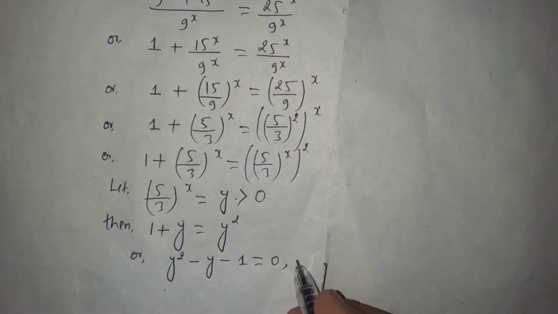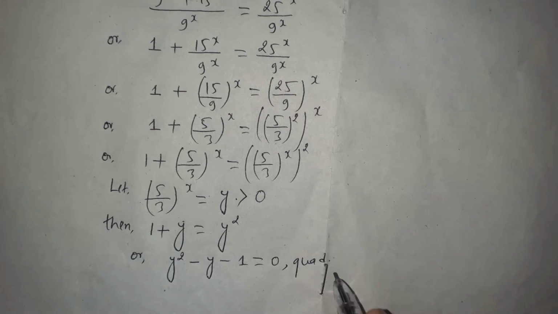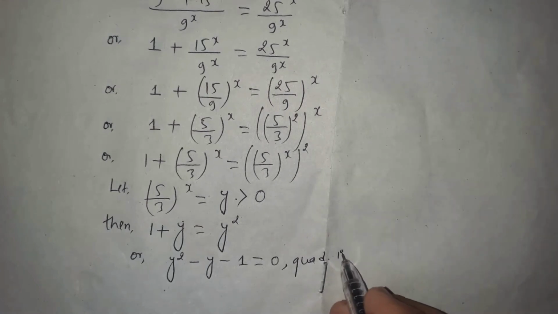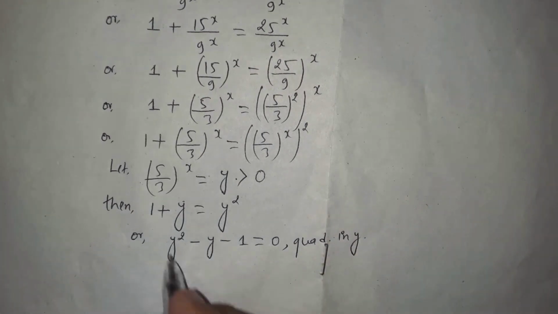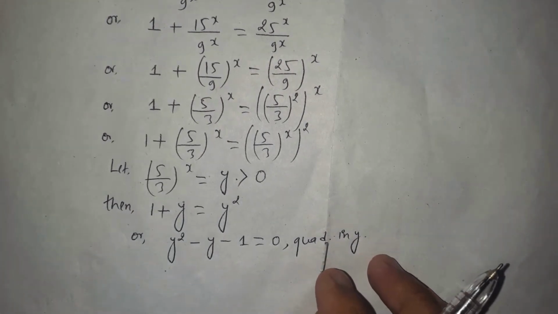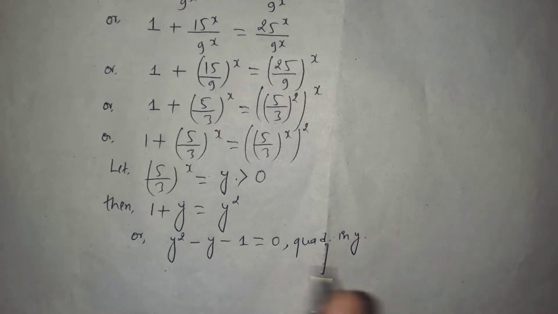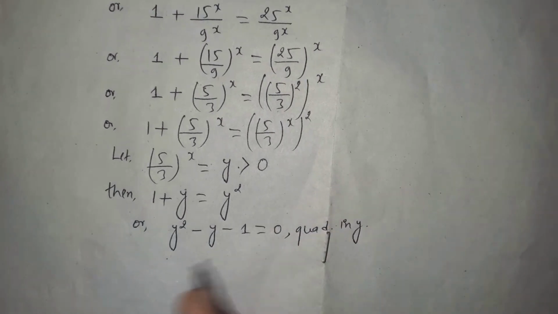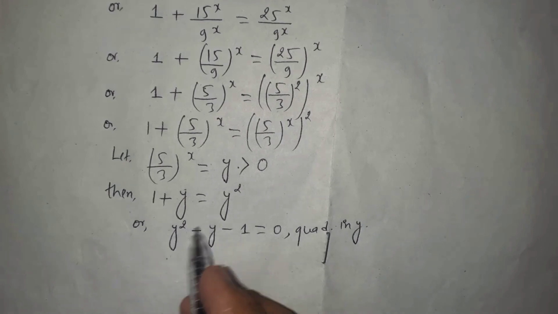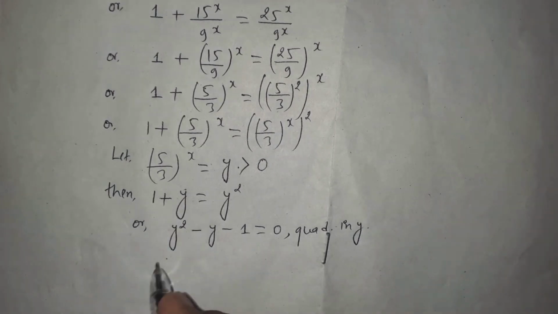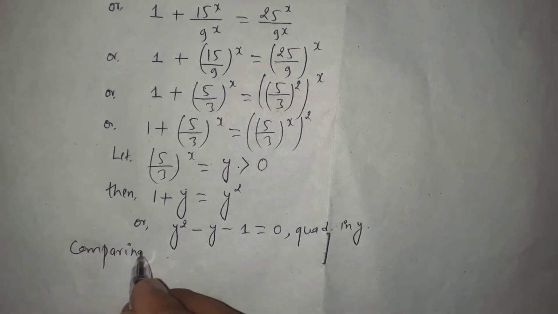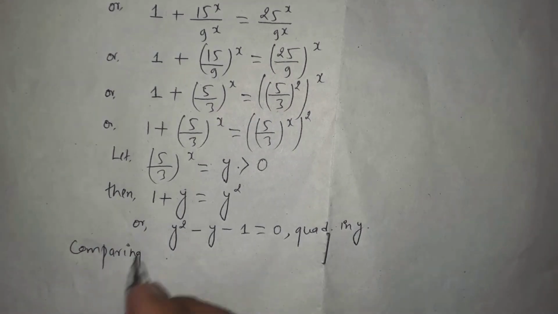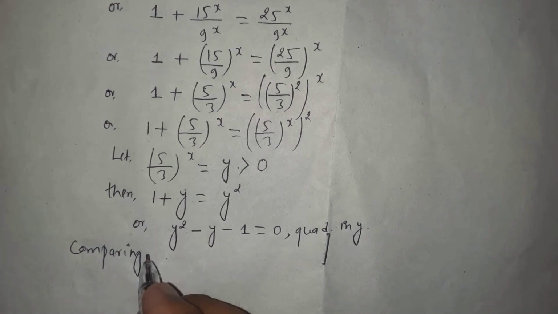This equation is a quadratic equation in the variable y. So the values of y after solving this equation will be 2 in number. There will be two solutions of this quadratic equation, and it can be solved. I am going to solve this quadratic equation by using the formula directly. Let's compare this quadratic equation with the general or standard quadratic equation.